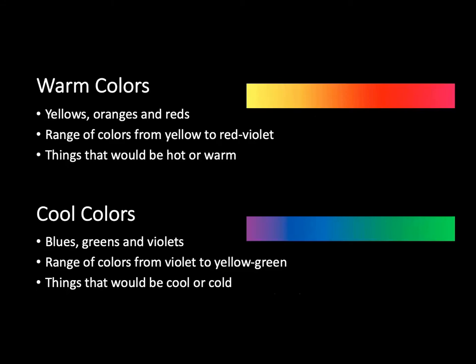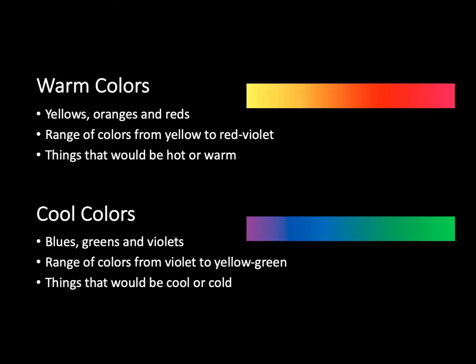So our next set of color schemes. These are warm colors and cool colors. Right. So with warm colors and cool colors, you don't have to draw in the example that I have there. I just put it up there so that you can see the range that I'm describing here. So warm colors are going to be yellows, oranges, and reds. And I do want you to write that part down. Yellows, oranges, and reds. The range of colors from yellow to red violet is also another way that people think of it.